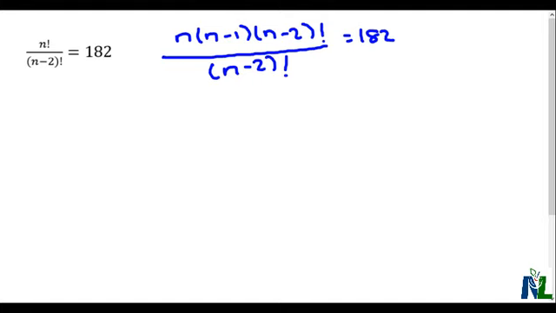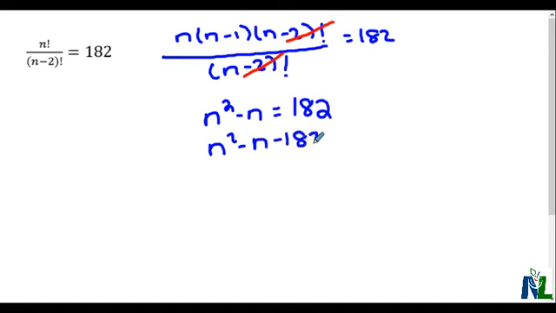So now, if I cancel those, I can multiply n by n minus 1 to give me n squared minus n equals 182. So this one here, I have a quadratic, so I'm going to have to factor this. So I'm going to bring the 182 over to let it equal 0.